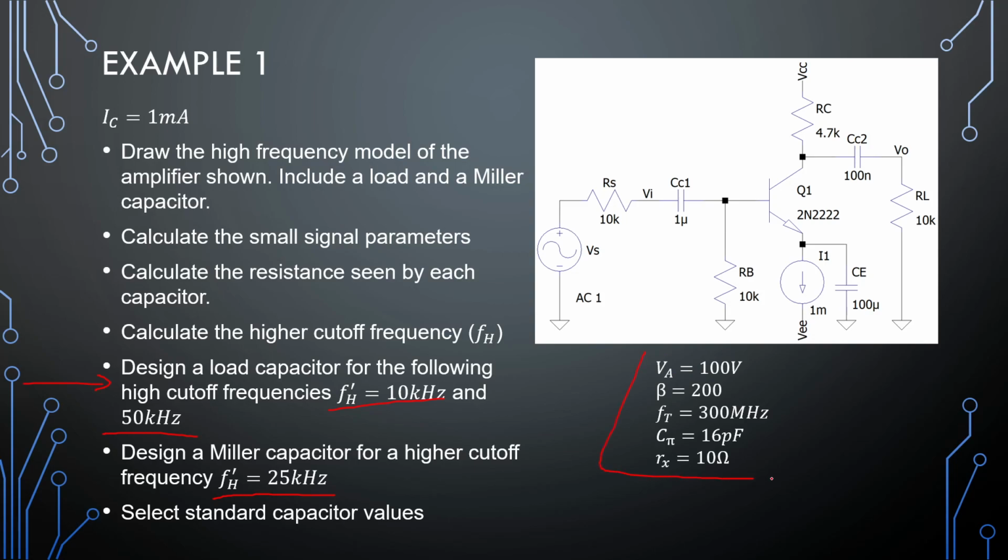Okay, all our parameters for our transistor are down here. So we are using a C pi of 16 picofarads. Rx is 10 ohms. Transition frequency of 300 megahertz, beta value of 200, early voltage of 100 volts. Beta is 200, sorry. Okay.